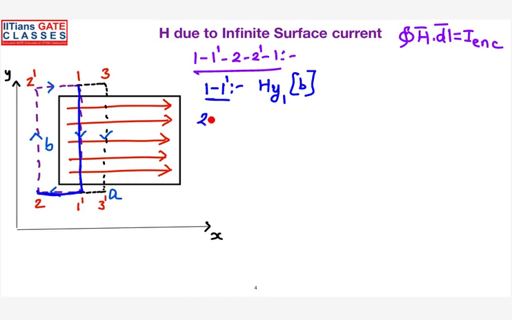And when you are moving from 2 to 2 prime, what is going to happen? When moving from 1 to 1 prime and 2 to 2 prime, your dl vector will be exactly opposite: in 1 to 1 prime it is negative y and in 2 to 2 prime it will be positive y. So let me say Hy2 is the magnetic field, and this time I will consider minus B because you are moving in the opposite direction. Up to this, any questions you have at this point?